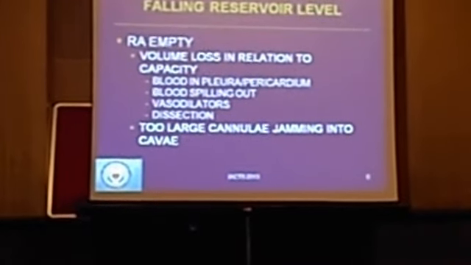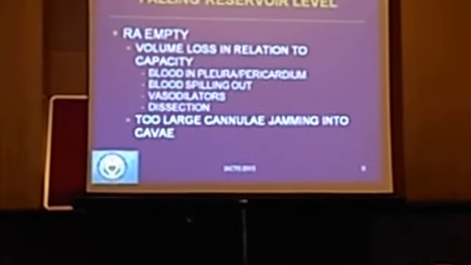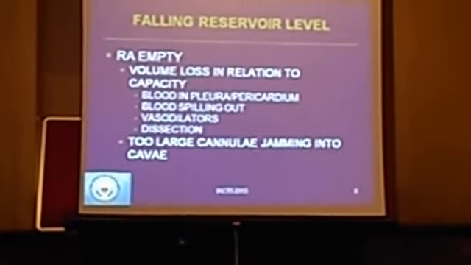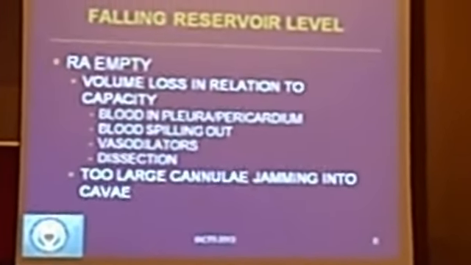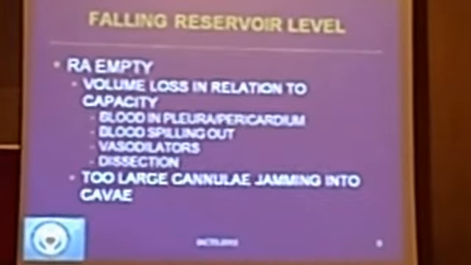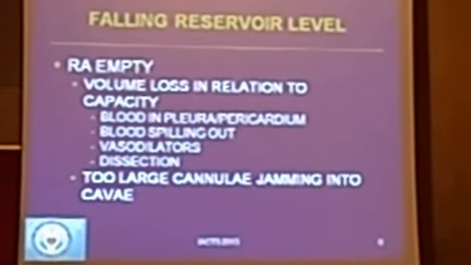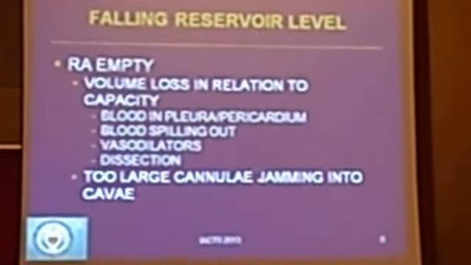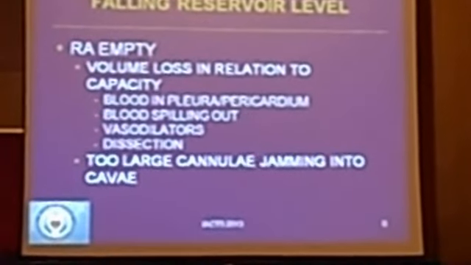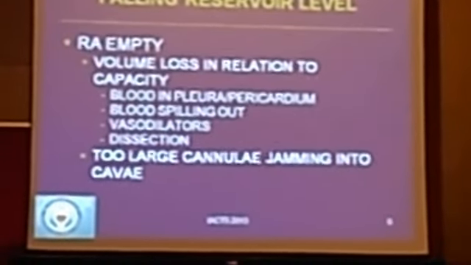One is that there is volume loss. You are losing volume somewhere. Now what are the possibilities? You could have blood in the pleura, the pericardium. Blood could be spilling out, getting absorbed onto the drapes, and somebody doesn't notice some cannula connector is loose. You can drain. So check all that.